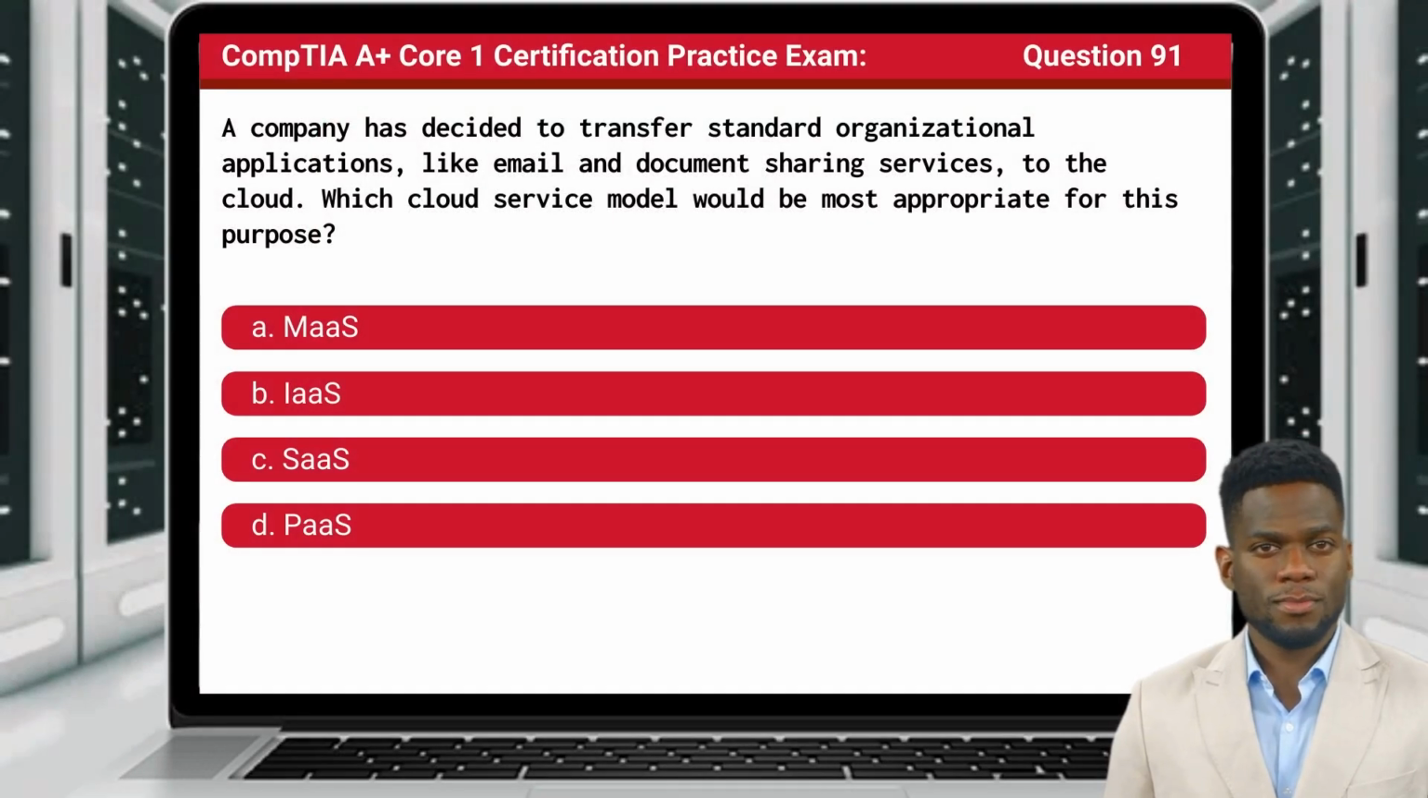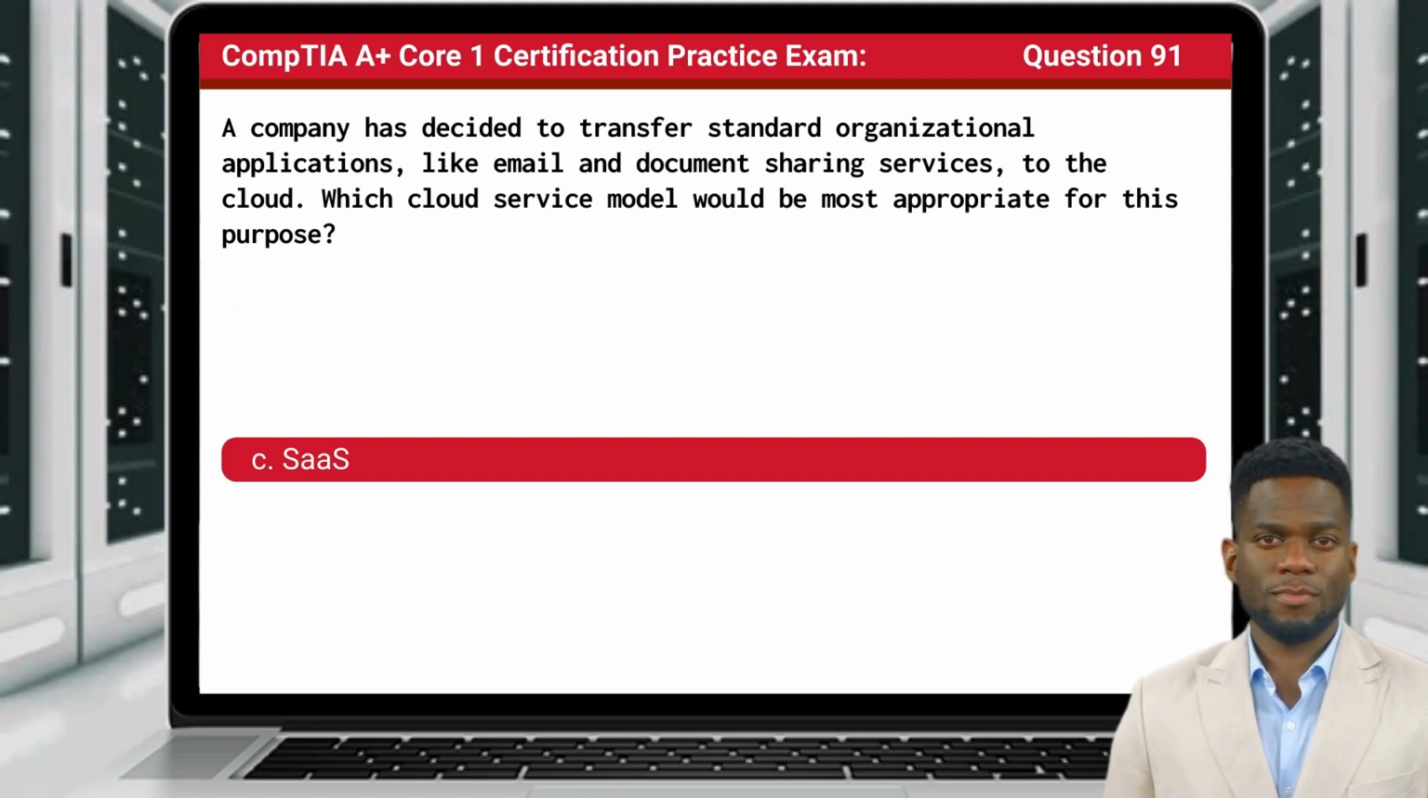Question 91. A company has decided to transfer standard organizational applications like email and document sharing services to the cloud. Which cloud service model would be most appropriate for this purpose? The answer is C. SaaS.